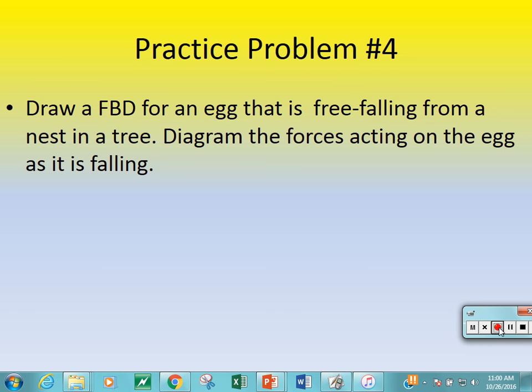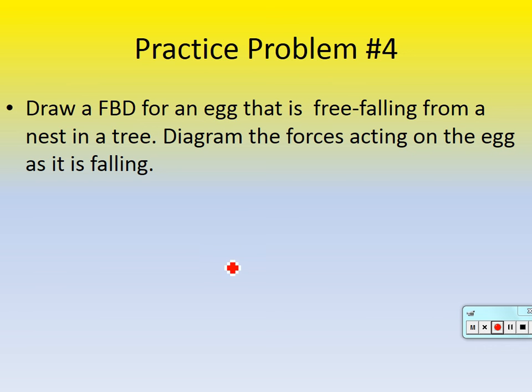An egg that is free falling from a nest in a tree. Okay, what do we draw for the egg? A box. You can label it if you want to. What's pulling that egg down? Good old grab. It's weight. But in this case, I'm going to put force of gravity. Same thing.